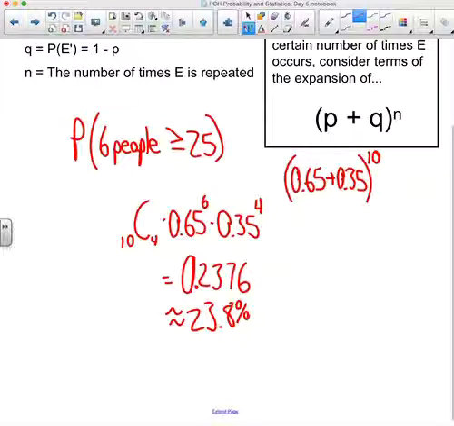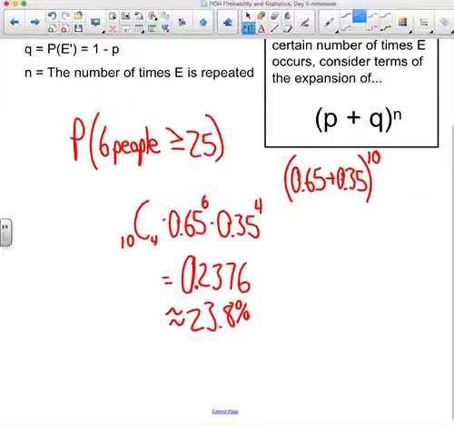Now, if we were asked to find a particular range, like what's the probability that we got at least 6 people who are at least 25 years old? We would just need to find multiple terms of the expansion, right? So if I wanted at least 6 people, I'd have to figure out the term for 6 people, 7 people, 8 people, 9 people, and all 10 people. And then I just add those together.